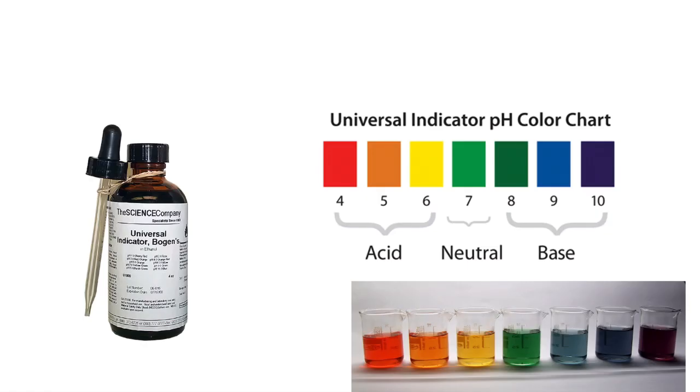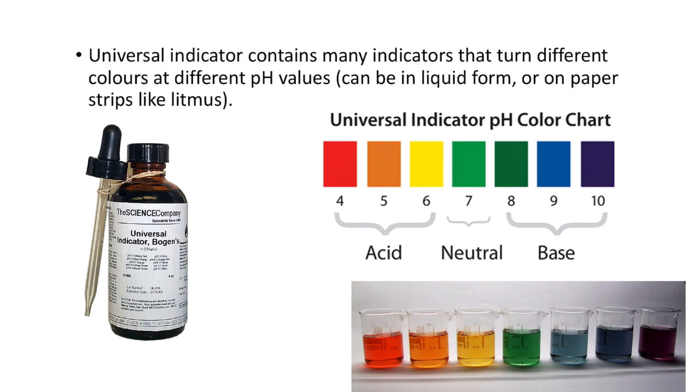Universal indicator, the pH color chart here, is just a different type of indicator. So universal indicator contains many indicators that turn different colors in different pH values. It can be a liquid or it can be paper strips like litmus. So here you can see a spectrum of colors from acidic to basic. So based on the color, you can determine what the pH is. So for example, the middle beaker at the bottom is pretty close to a pH of 7, next to it, pH of 6, going farther left, pH of 5, 4, and so on.